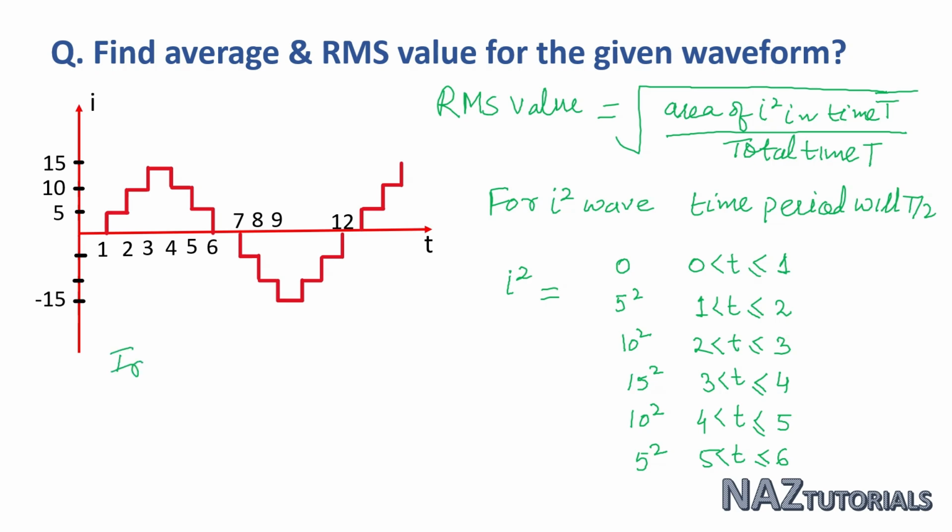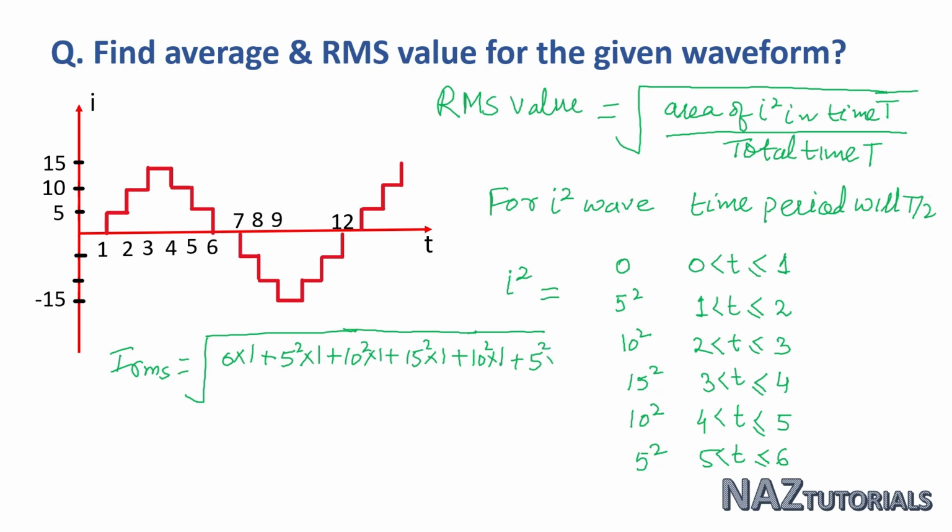I RMS is the square root of the area of I square in time T. That area is 0 into 1 for 0 to 1 second, then 5 square into 1 for time 1 to 2 second, then 10 square into 1 for 2 to 3 second, 15 square into 1 for 3 to 4 second, 10 square into 1 for 4 to 5 second, 5 square into 1 for 5 to 6 second, divided by total time, 6 seconds.